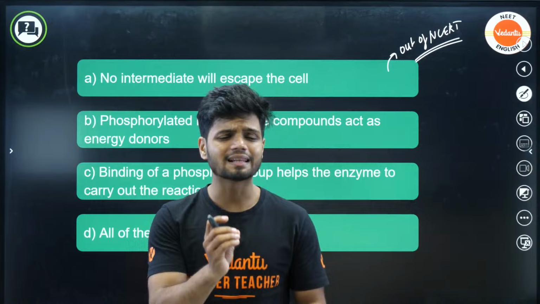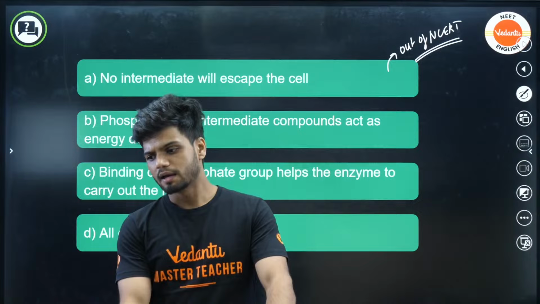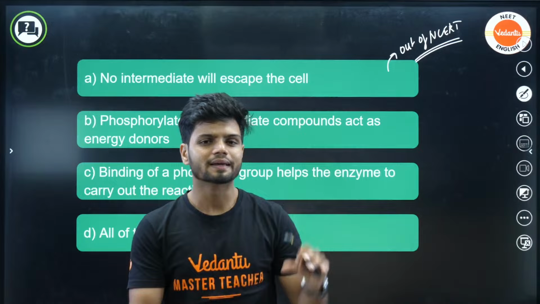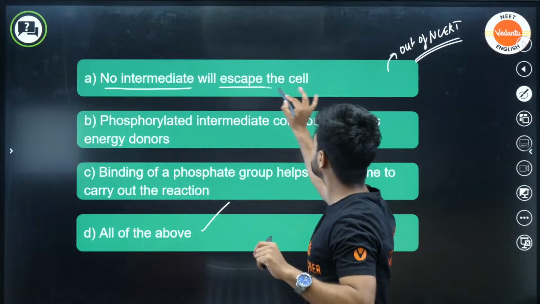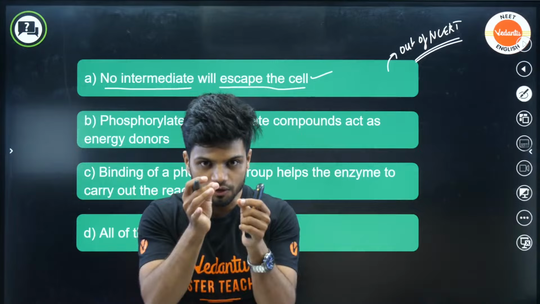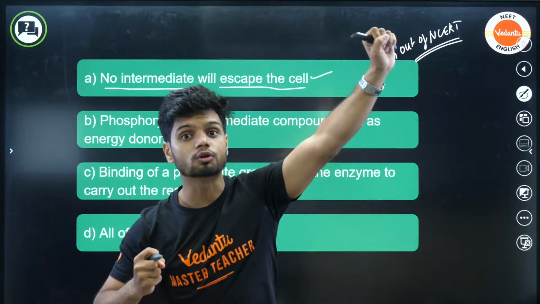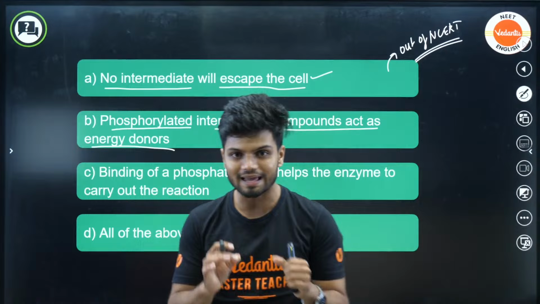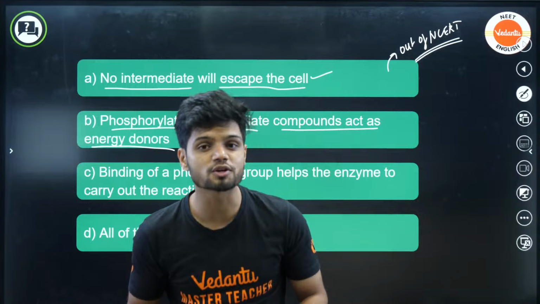Your cytoplasm is selectively permeable. If there is no proper blockage, the intermediate which is formed can actually go out of the cell. To make sure no intermediate leaves the cell membrane, the phosphorylation happens. Whenever there is phosphate attachment, it cannot go out of the cell. Make sense? The second one is, phosphorylated intermediate compounds act as energy donors. They donate energy and they help in formation of ATP.